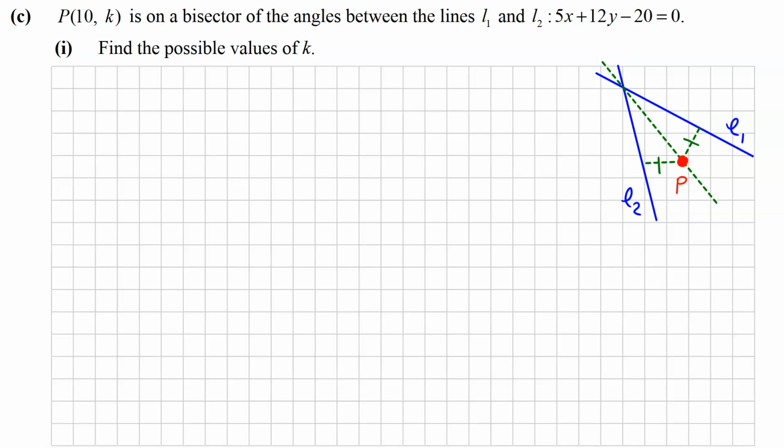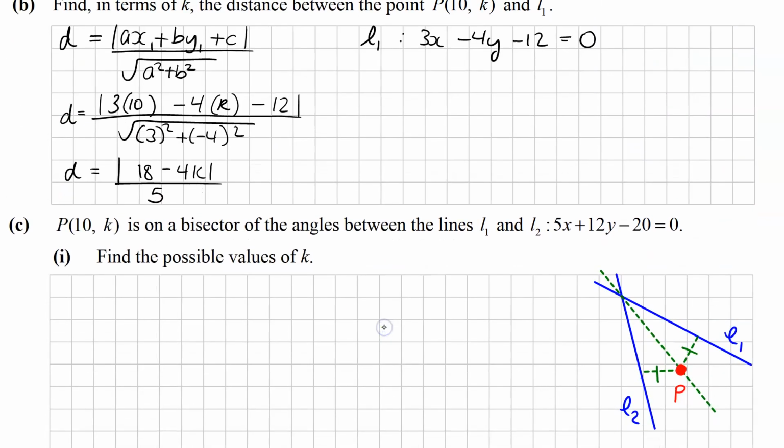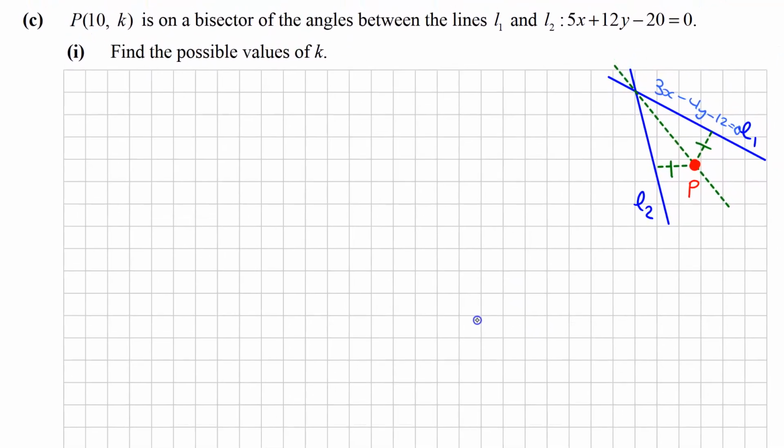Okay, so next thing it tells us is that P(10, k), which we just found, is on the bisector of the angles between L1, which we used a second ago, and L2, which is 5x + 12y - 20. In the last one, we found 3x - 4y - 12 = 0 is our L1, and L2 is this one here, 5x + 12y - 20 = 0.